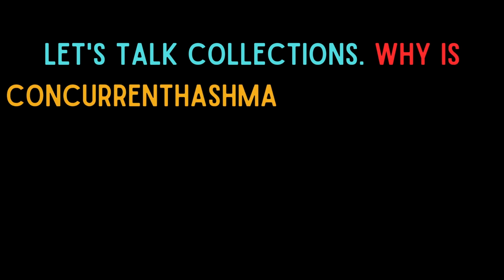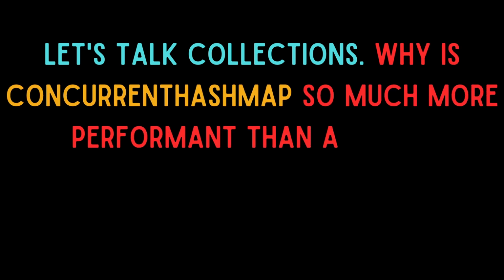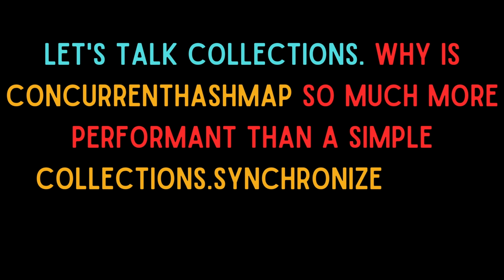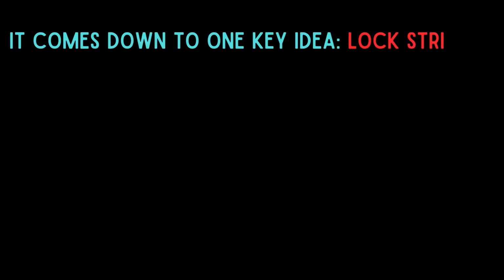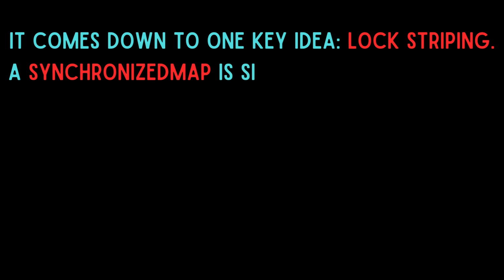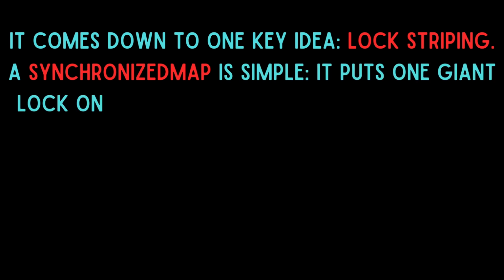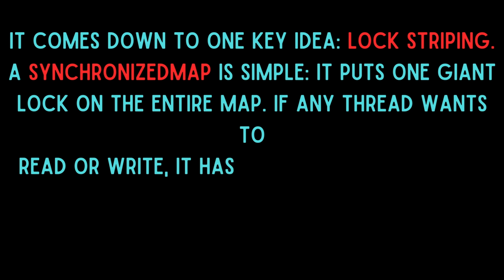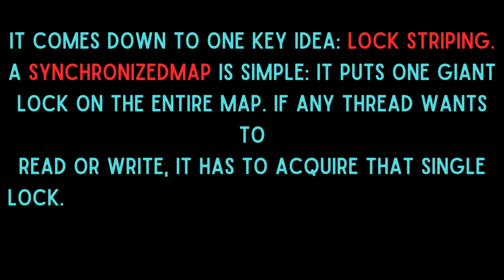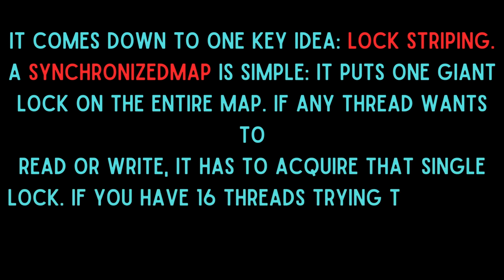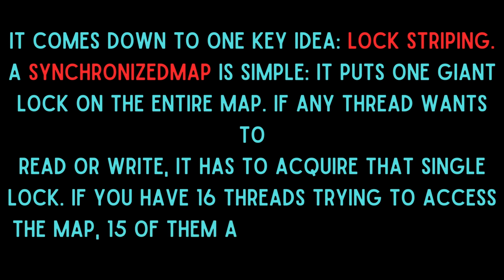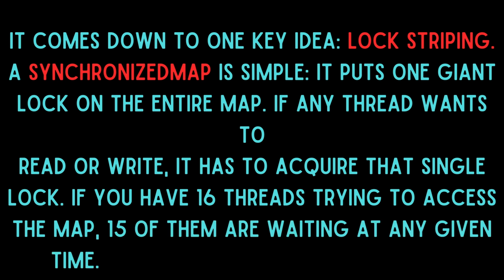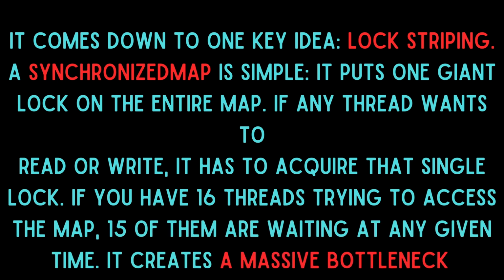Let's talk collections. Why is concurrent hash map so much more performant than a simple collections.synchronized map? It comes down to one key idea: lock striping. A synchronized map is simple. It puts one giant lock on the entire map. If any thread wants to read or write, it has to acquire that single lock. If you have 16 threads trying to access the map, 15 of them are waiting at any given time. It creates a massive bottleneck.